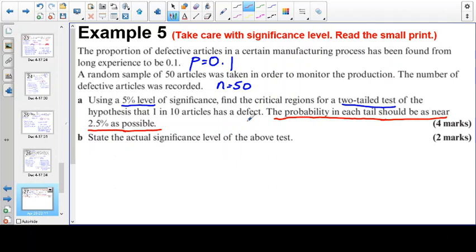There may be questions where they ask you for the combined percentages to be as close to the significance level as possible. In which case, one could be over and one could be under, but together they add up to the significance level. So you're just going to be really careful when you're doing these two-tailed tests about this small print.